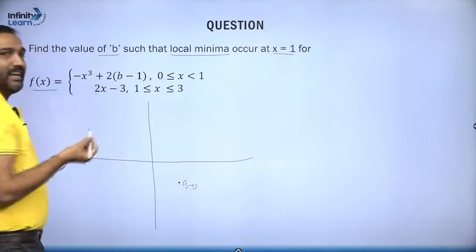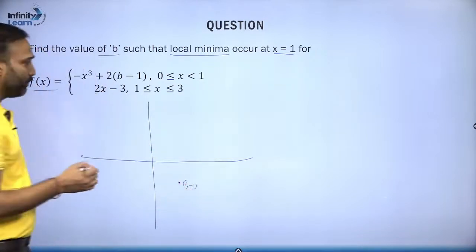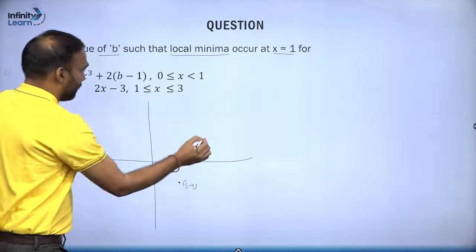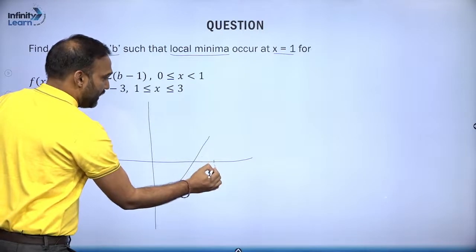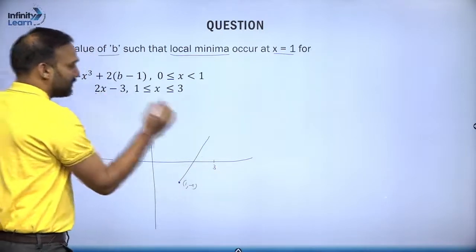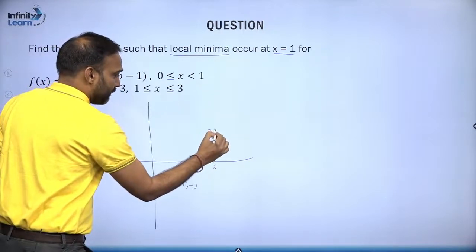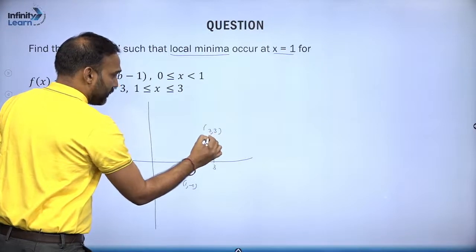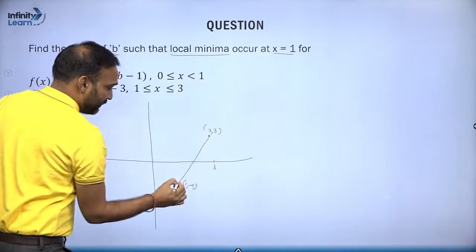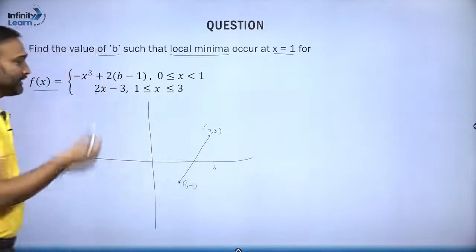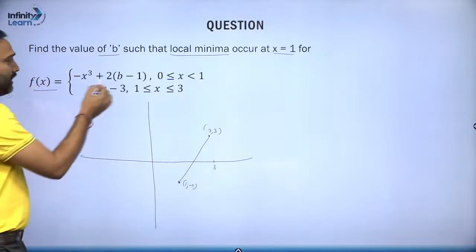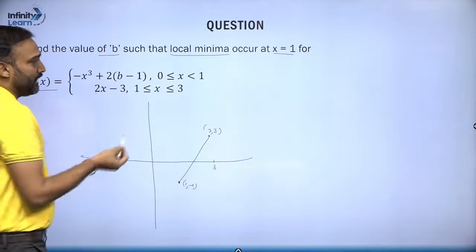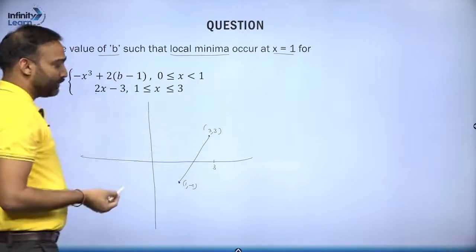The slope of the line is 2, that means a positive slope. So this would be somewhere over here, and the line will go like this. And at 3, this would be 6 minus 3, so this will be 3 comma 3. Both endpoints are included. So this is the graph for 2x minus 3. Now I have to draw the graph of f(x). Now I have a b over here. Now it is being said that at 1 I should have a minima.